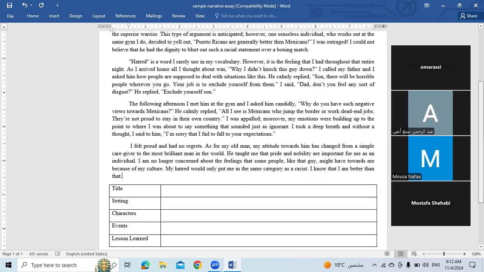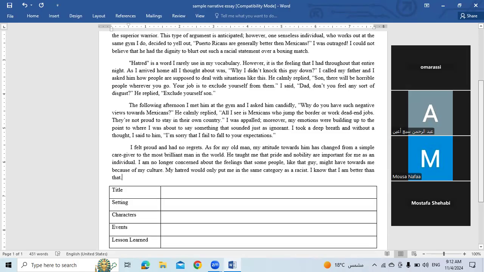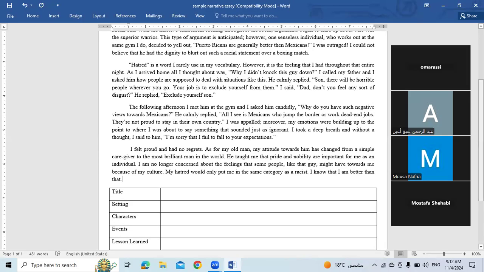I want you to take 5 to maximum 7 minutes to try to outline the story by yourselves, and then we shall share the answer together. Okay? Fine? All right. Then we share the answers and we send this sheet with the answer key to the group. Okay, guys? Okay. So you can start now.